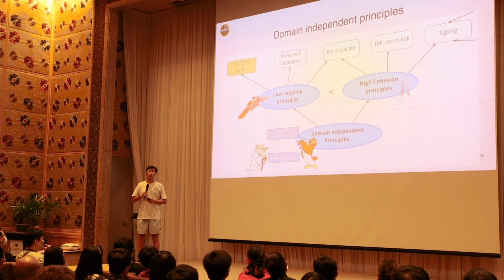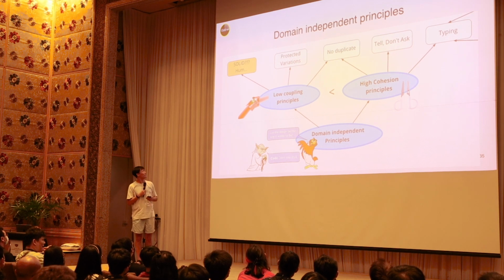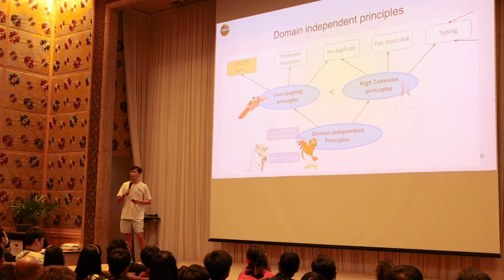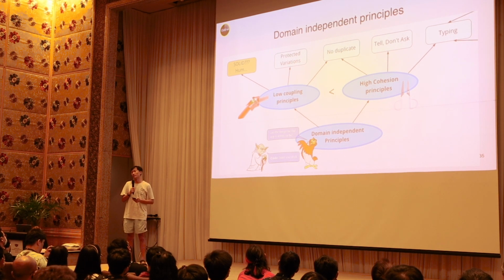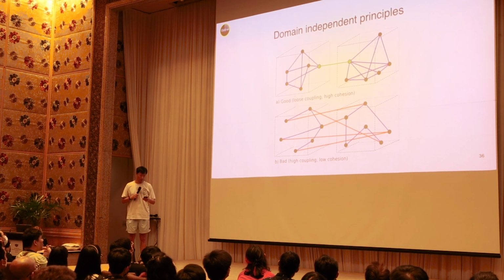Low coupling is how things are related to each other. How much do you know each other? Like this mechanism, it can pass the rotation without passing the direction of the movement. So that's a loose coupling.